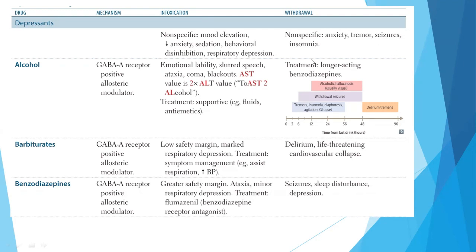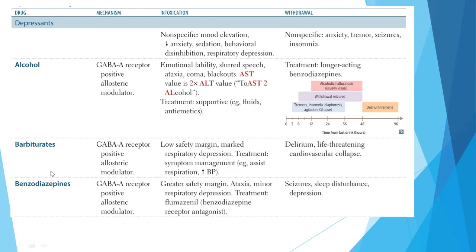seizures, and insomnia. Now, talking about the individual drugs: alcohol. The mechanism is via the GABA-A receptor positive allosteric modulator. In case of intoxication, the patient has emotional lability, slurred speech, ataxia, coma, and blackouts. The AST value is 2 times the ALT value, and treatment is supportive, that is IV fluids and antiemetics. And if there is withdrawal, then we treat that with longer acting benzodiazepines.